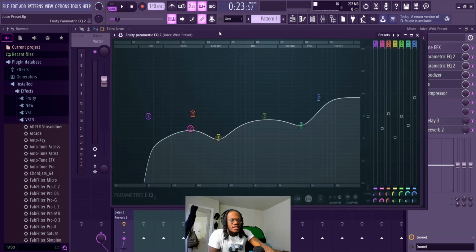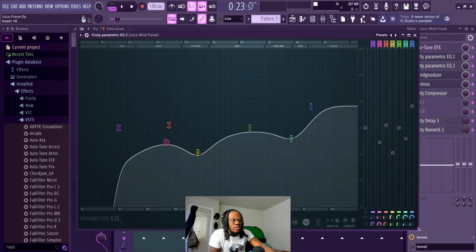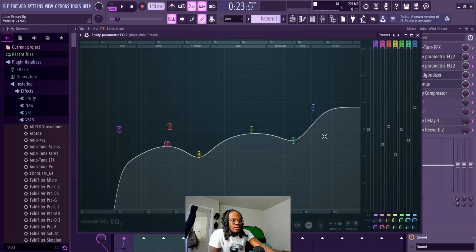So then after that, this is the exact same EQ parameters that were used in his Pro Tools session. I literally couldn't copy and paste it because you can't physically do that, but I just opened up the EQ in the Pro Tools session and put the exact same EQ here in the FL. So this is the exact same one.